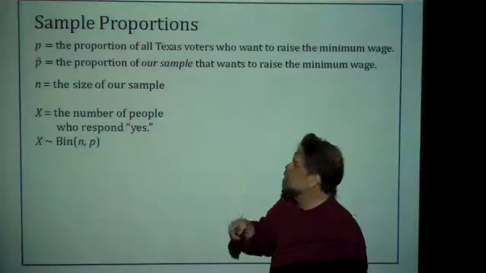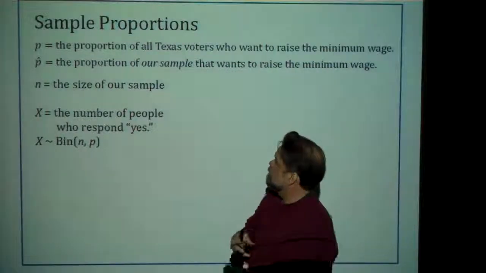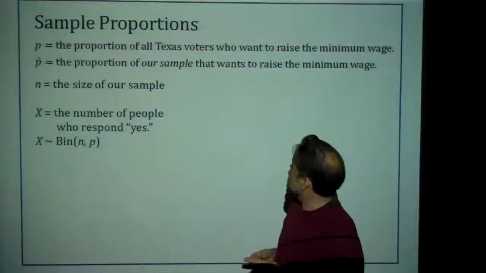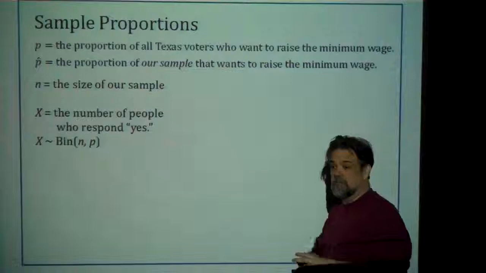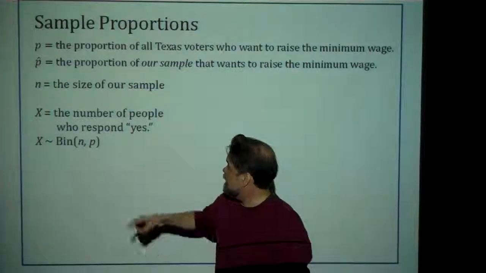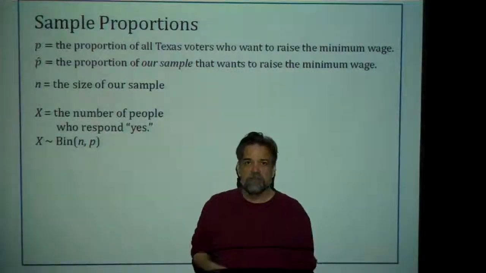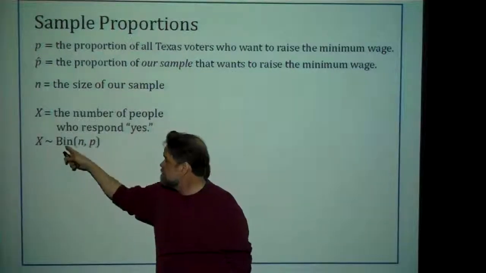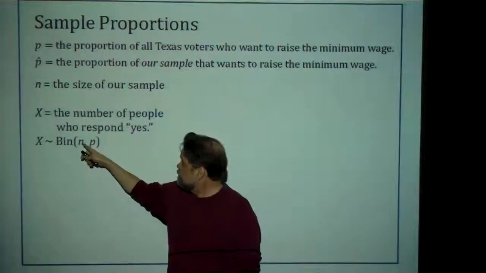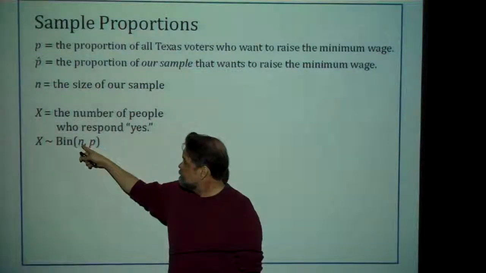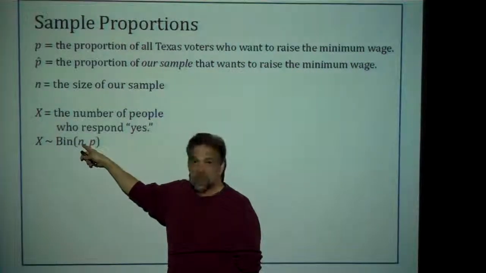Now, let's get back to what we're doing here. We're looking at the proportion of our sample that wants to raise the minimum wage. Okay, so we ask a bunch of people, and X say yes. Okay, so that means that X is a binomial random variable that has parameters N and P. N is our sample size.